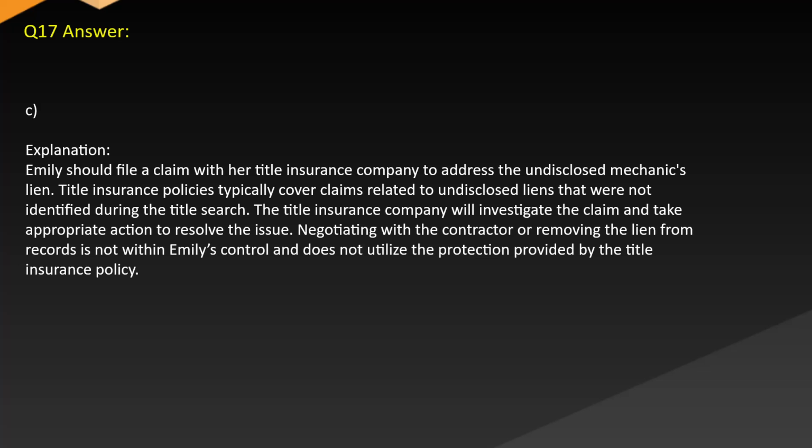Answer: C. Explanation. Emily should file a claim with her title insurance company to address the undisclosed mechanics lien. Title insurance policies typically cover claims related to undisclosed liens that were not identified during the title search. The title insurance company will investigate the claim and take appropriate action to resolve the issue. Negotiating with the contractor or removing the lien from records is not within Emily's control and does not utilize the protection provided by the title insurance policy.